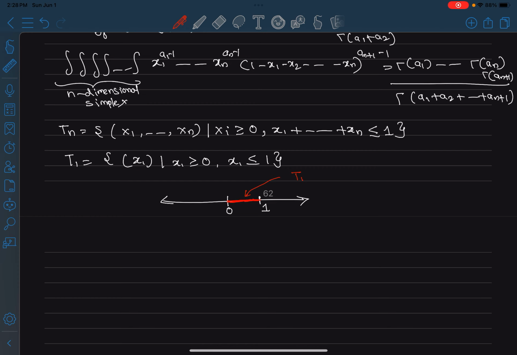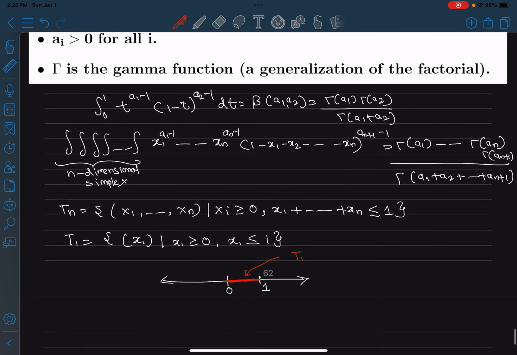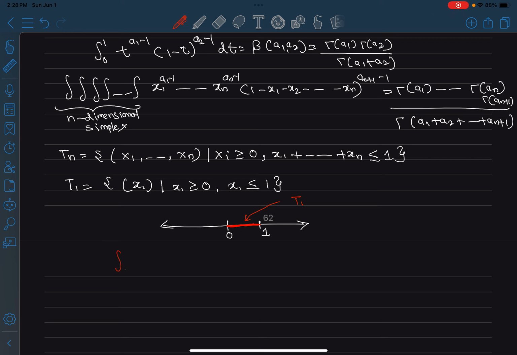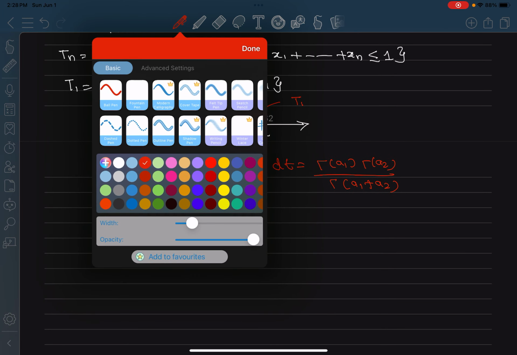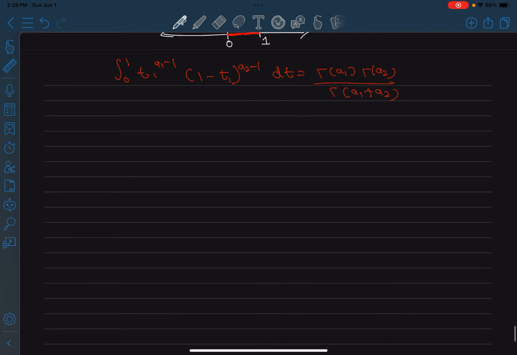So in one dimension, the integral will just be the integral from 0 to 1, because that's our domain, and then our n is 1, so t1 to the power a1 minus 1, and then 1 minus t1, I can write t1, it doesn't really matter, to the power a2 minus 1 dt. And this was gamma a1, gamma a2 by gamma a1 plus a2, right? So you see this in one dimension. Now let's see it in two dimensions. We are just trying to get the feeling before we get to the proof, okay? Because this will help you later on.